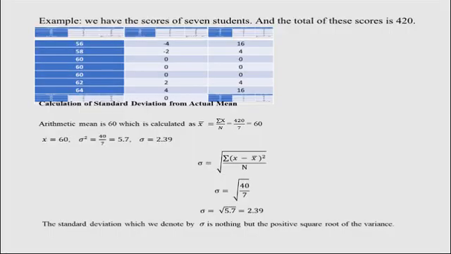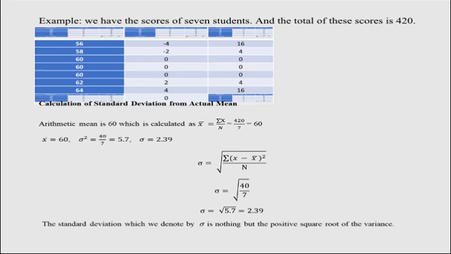In order to understand the standard deviation for ungrouped data when deviations are taken from actual mean, let us take this example. We have the scores of 7 students: 56, 58, 60, 60, 60, 62 and 64. This is ungrouped data and the total number of observations is 7. The total of these scores is 420.